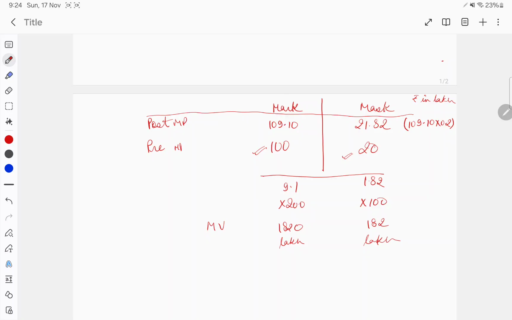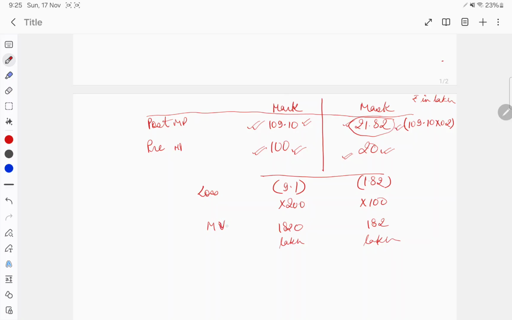109.10 into 0.2, that is the swap ratio. You'll multiply the post market price with the swap ratio to get the market price of the target company, that is Mask Limited, which comes to 21.80. So basically for Mark Limited it is a loss, because firstly it was 100 rupees pre-acquisition market price, and post acquisition it became 109.10, so it is a loss for it. You'll show it in a bracket because it is a loss. For Mask Limited the market price was 20, which became 21.80. So basically for Mask Limited also there's a loss of 1.82 rupees.